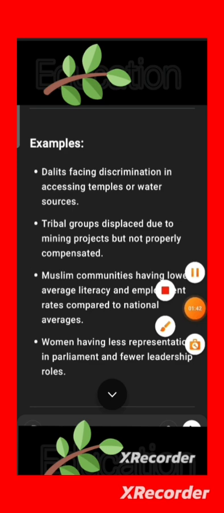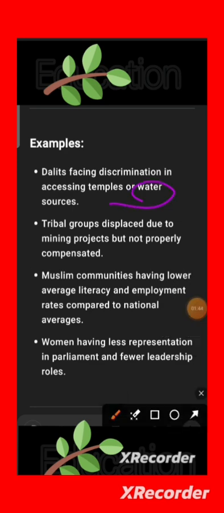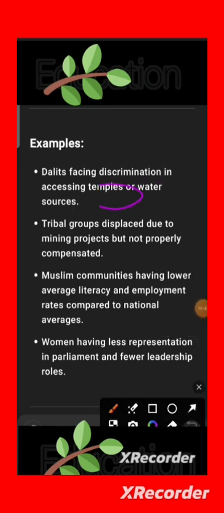So, examples: Dalits facing discrimination in accessing temples or water sources. Tribal groups displaced due to mining projects but not properly compensated. Muslim communities having lower average literacy and employment rates compared to the national average. Women having less representation in parliament and fewer leadership roles.